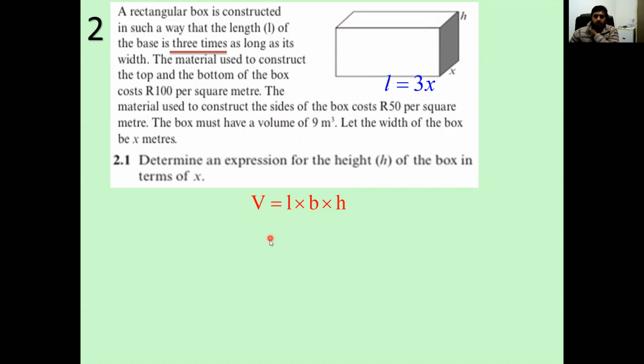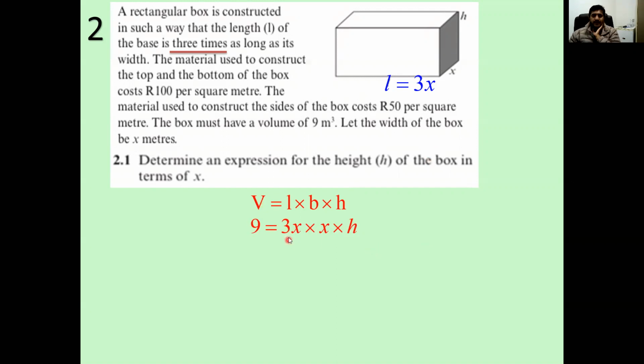So, substituting length, breadth, and height. Remember, the length is 3x, the breadth is x, the height we don't know, so we leave it as h, but they did tell us that the volume of the box is 9. So we are substituting 9 for V. Now what I want you to do next is to solve for h, because that's the question.